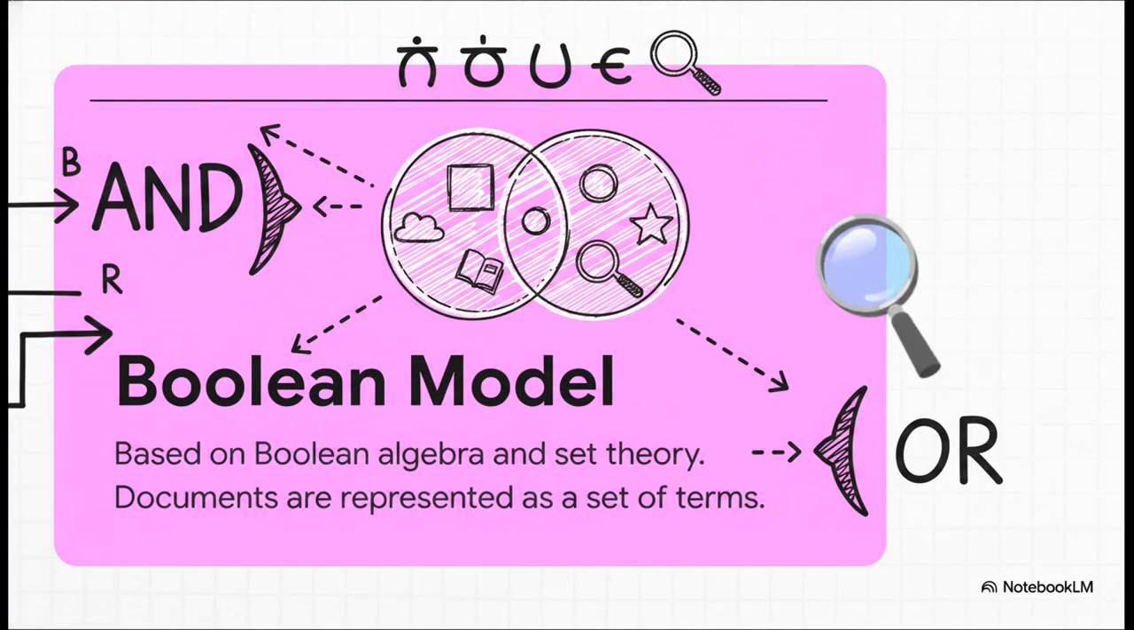Part 2. The Boolean model. This was really the very first evolutionary step in search tech. You can think of the Boolean model as the ultimate rigid filter. It's based squarely on Boolean algebra and set theory. So documents aren't understood by their deep meaning. They're just represented as a simple set of terms. It's kind of like a strict bouncer at a club with a guest list. If a document has the exact word, it gets in. If it doesn't, it's out.